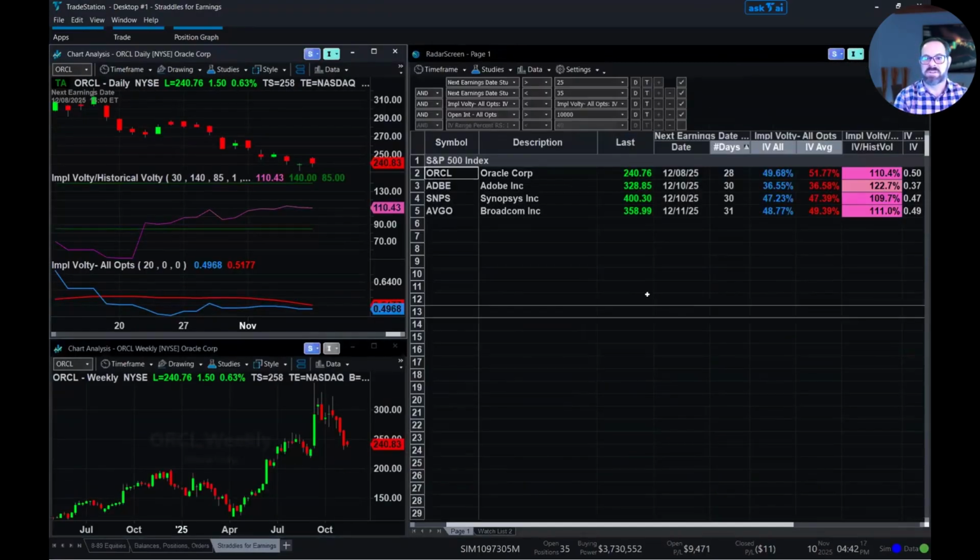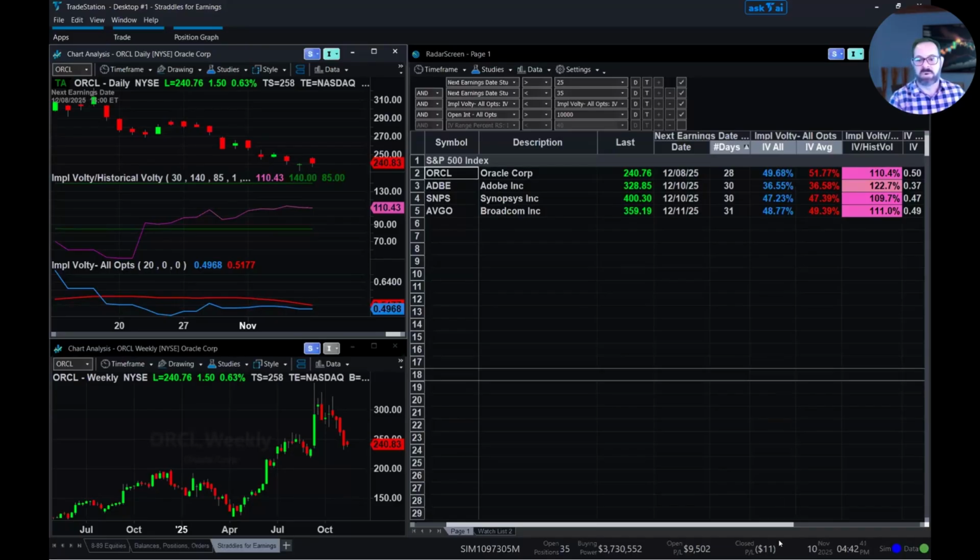Get back to my other screen. Apologize, my computer's running a little slow today. We've got Broadcom, Synopsys, Adobe. So there are a few others, and we do have the earnings coming out in the right window, but our implied volatility is not really that low compared to the average. I can see it right here in the radar screen rather than looking at the charts. It shows all at an average, and it's just not working out.